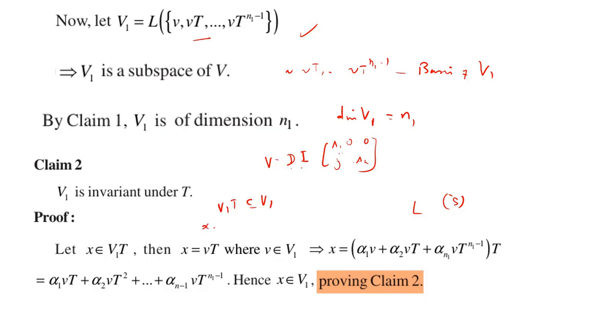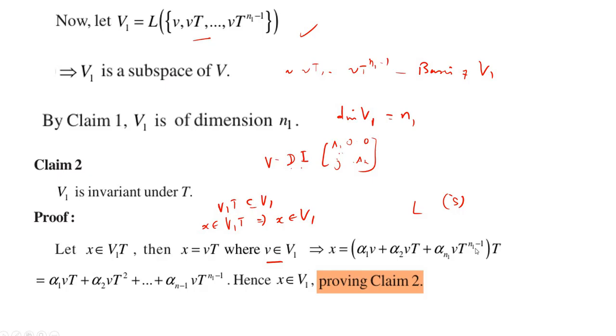So for which you consider some element X and say that X is in V1T also. So X belongs to V1T means X is written as vT where small v belongs to capital V1. And capital V1 being a linear combination of these vectors, we can write that as this operated by T. Now when we consider this, this is what we have.